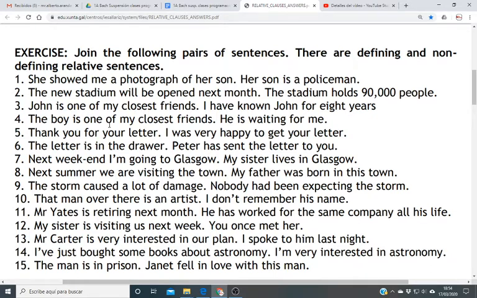Again, the "I spoke to him" is extra information. This was one of the ones that I got wrong at the beginning because Mr. Carter is very interested in our plan. I spoke to him last night. To me, they sounded good together, but apparently the first one is defined enough.